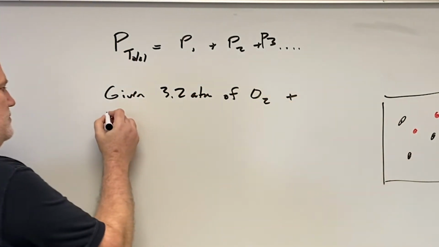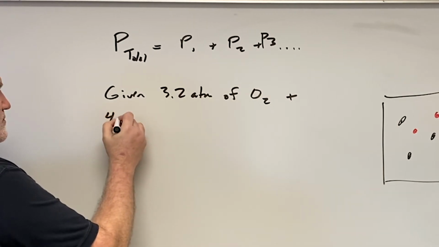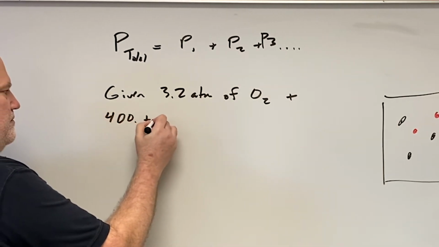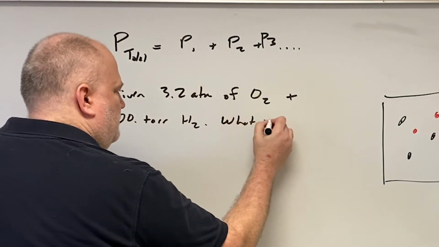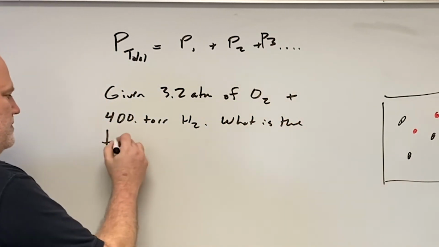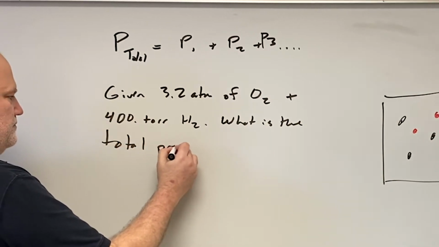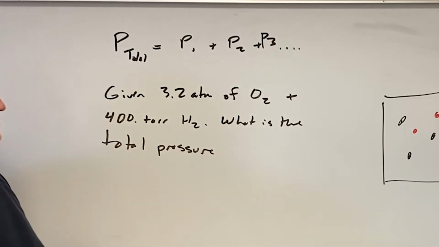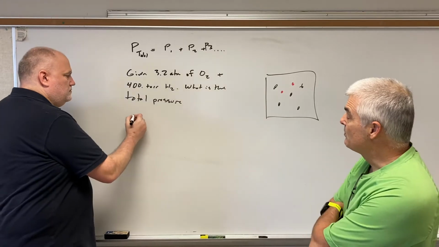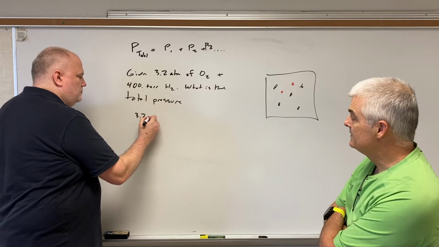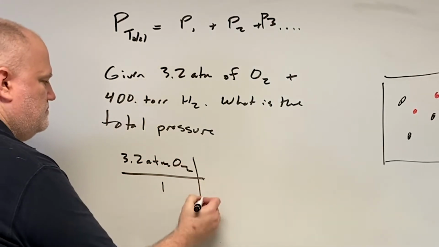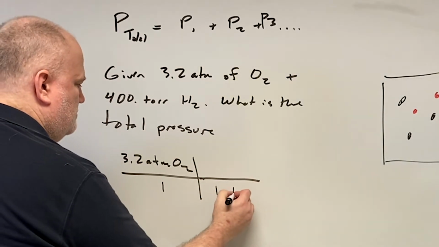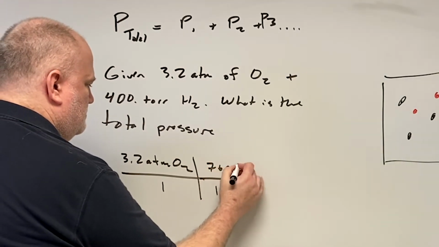Yeah, so if I got 3.2 atmospheres of oxygen and 400 torr of hydrogen, what is the total pressure? Okay, got it. Well, the problem is they're not in the same unit, so I have to convert them both to the same units. And he doesn't say what unit to specify, so I'll see if I can solve this problem. I would write out 3.2 atmospheres over 1. Then I'm going to convert them both to torr, just because I can. And then I would say 1 atmosphere on the bottom is equal to 760 torr on the top.